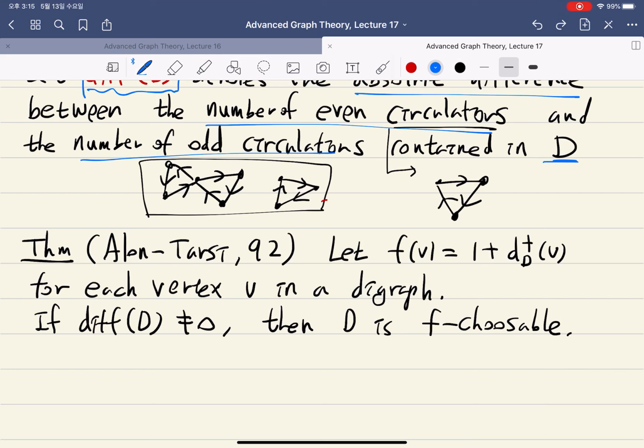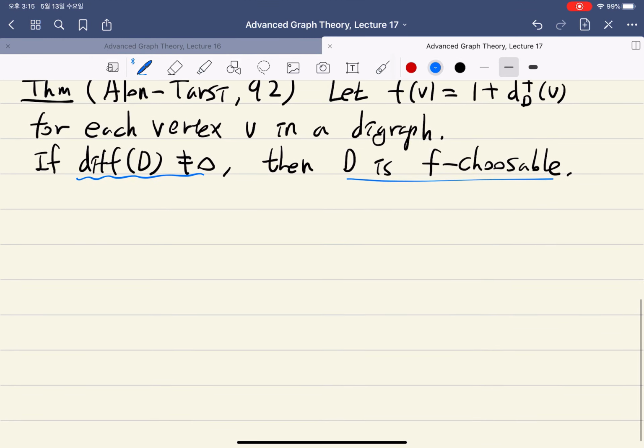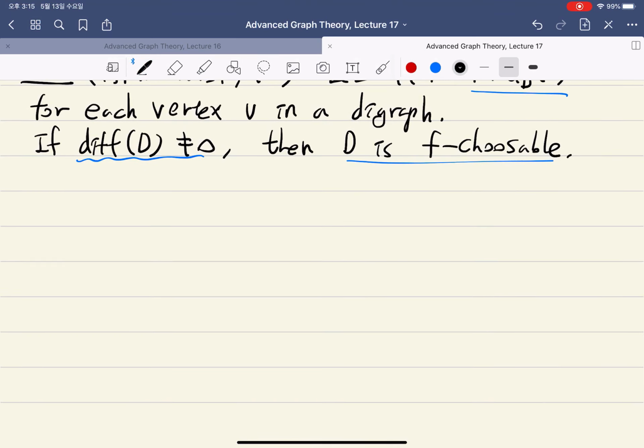So now what this says is that if we have a diagram whose number of even circulations and number of odd circulations are different, then this D is F choosable, where F is 1 more than the out degree of the vertices. So before proving this, let's see some application of this.